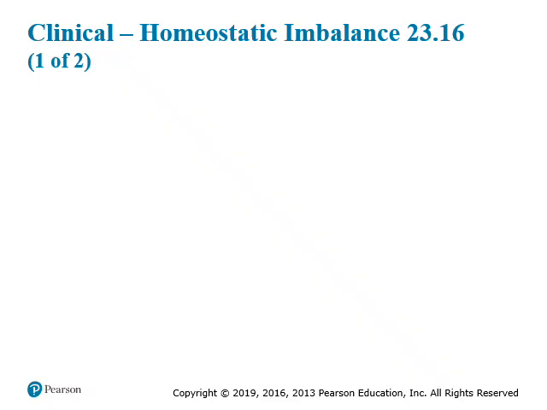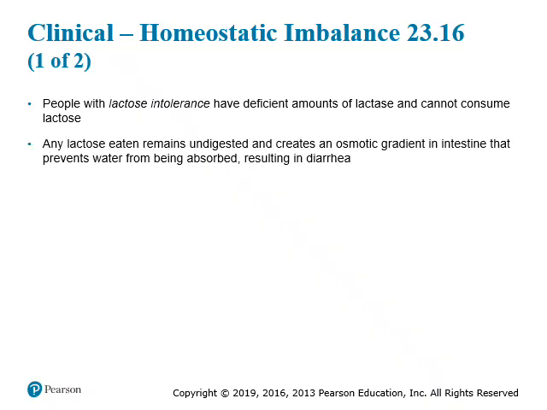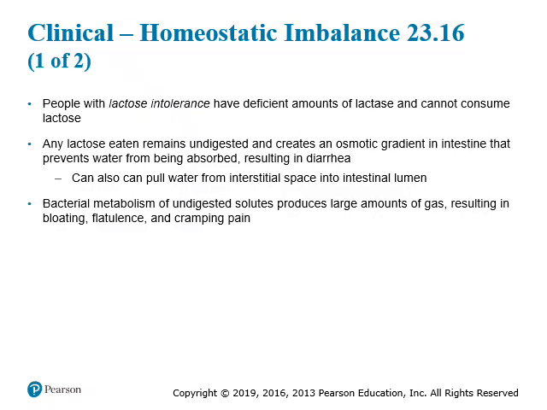Let's take a look at the homeostatic imbalances involved in the large intestine, in the digestive process. Now, I mentioned people with lactose intolerance, they would be deficient in lactase and cannot consume lactose. Therefore, any lactose that remains undigested creates an osmotic gradient in the intestine that prevents water from being absorbed, resulting in diarrhea, and can also pull water from the intestinal space into the lumen. And bacterial metabolism of undigested solids produces large amounts of gas, resulting in bloating, flatulence, and cramps.